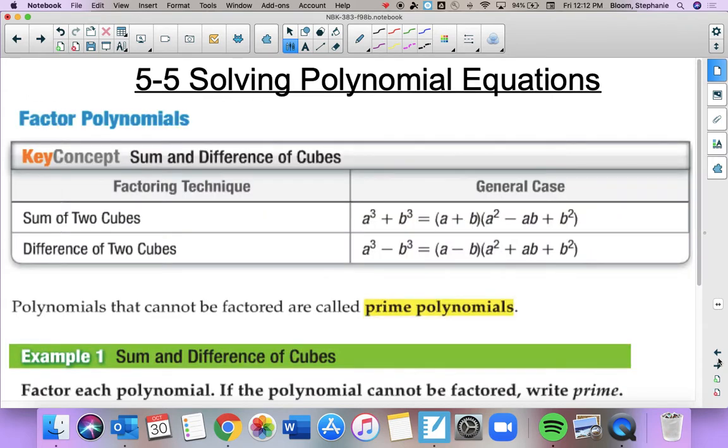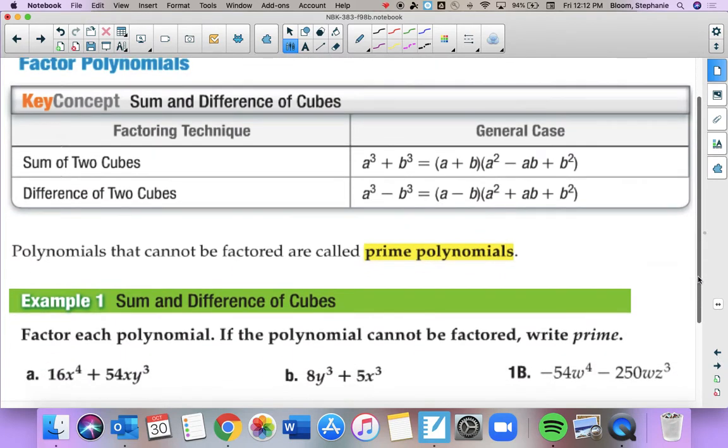Okay, so here's what we're going to do in 5-5. You're going to learn today how to solve and factor polynomial functions. And up to this point in your math world, you really have only solved quadratics or factored quadratics. You've never had to do anything higher than an exponent of 2. Okay? So first thing is there is a special case.